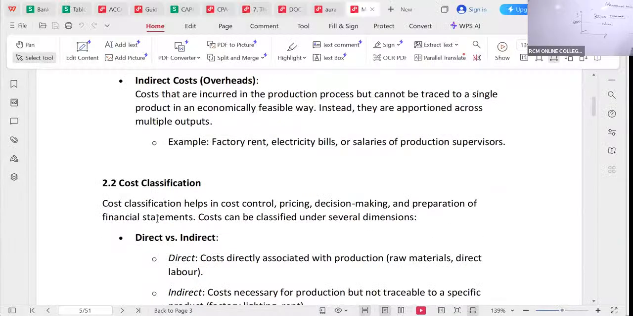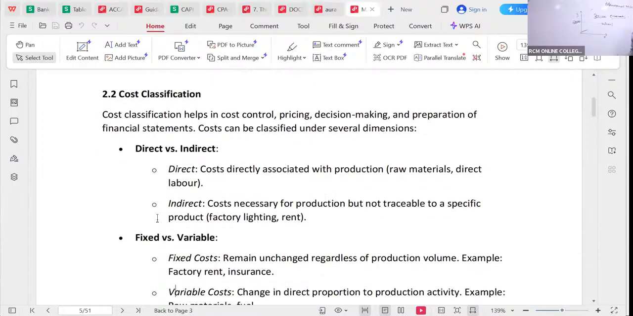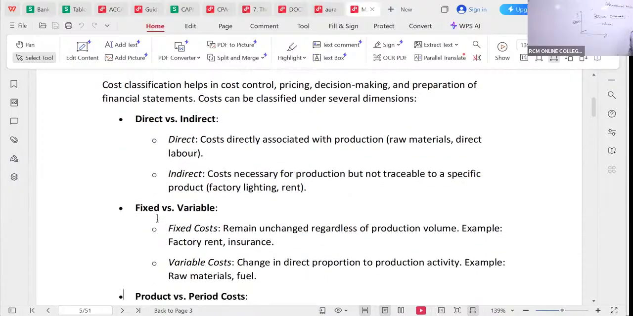Then we have cost classification, where you can see we have direct versus what here? Indirect. Yeah. We have fixed versus what here? Somebody? Variable. The same. What are fixed costs?